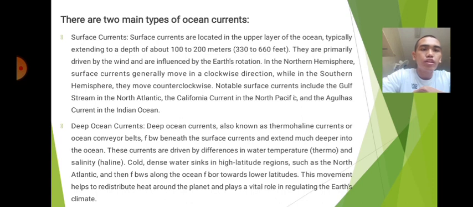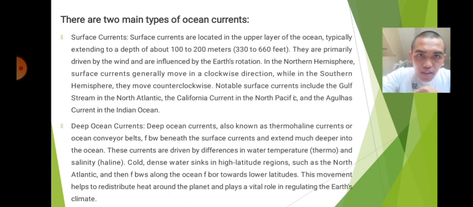In the northern hemisphere, surface currents generally move in a clockwise direction, while in the southern hemisphere, they move counterclockwise. Notable surface currents include the Gulf Stream in the North Atlantic, the California Current in the North Pacific, and the Agulhas Current in the Indian Ocean.